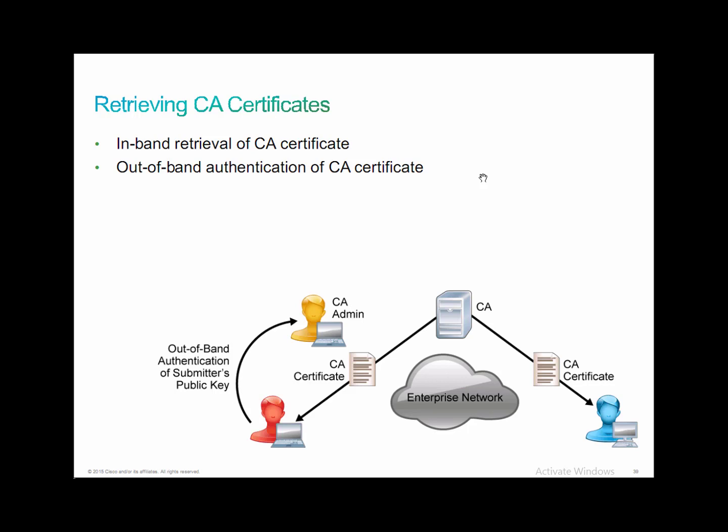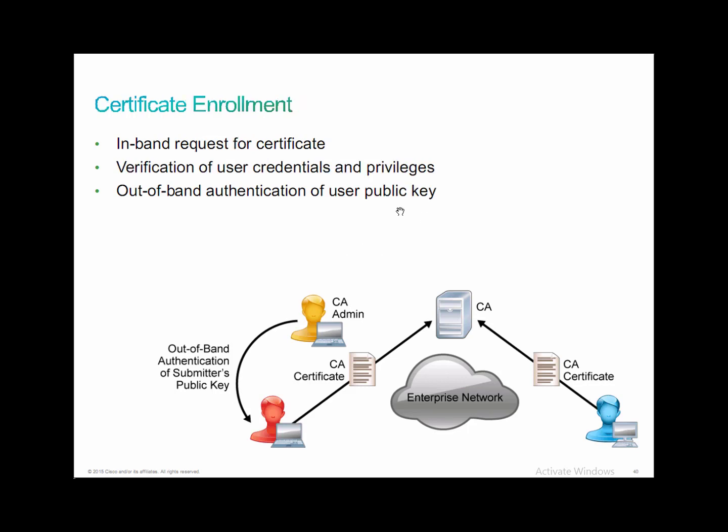So what happens if I need to get a certificate? How does Bob enroll and how does Pat enroll? Well, that's another step in the process. After I retrieve the CA certificate, both Bob and Pat go through 4 different steps to go through the enrollment process.